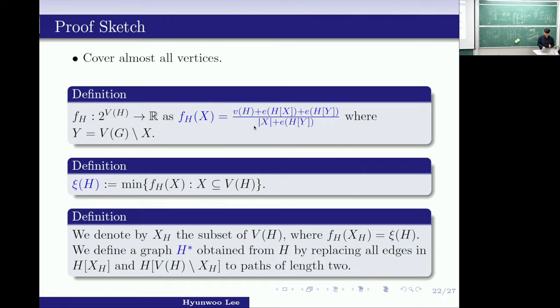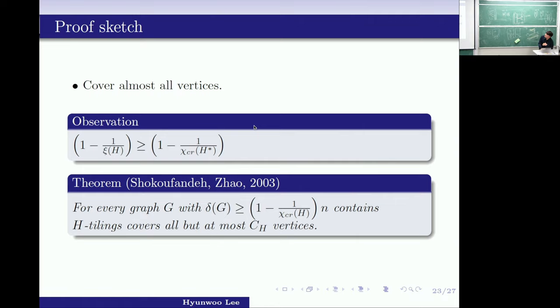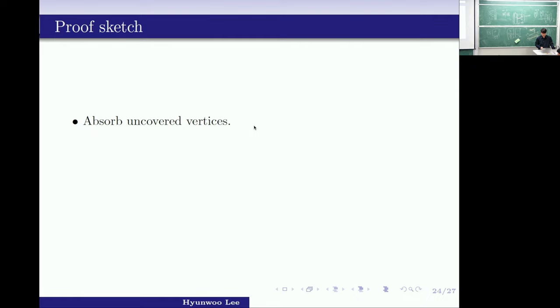Then a simple observation is that 1 minus 1 over psi H is greater than or equal to 1 minus 1 over the critical chromatic number of H star. Okay, we can simply show this observation. Then we can apply this Komlós, Sárközy and Szemerédi, and Shokoufandeh and Zhao result. So this means that if the minimum degree is greater than or equal to 1 minus 1 over the critical chromatic number of H times N, then the graph contains an H tiling that is just missing a finite number of vertices. And since this observation, combined with Shokoufandeh and Zhao, we can cover almost all remaining vertices by H star. So the left thing is just absorbing the uncovered vertices.